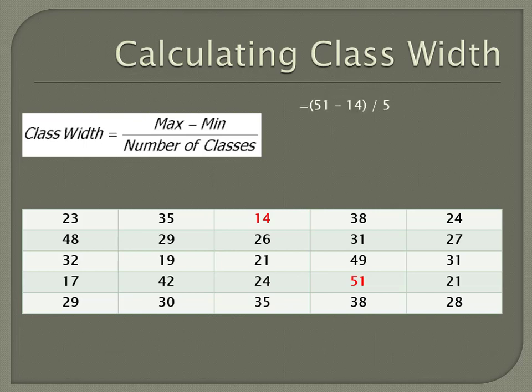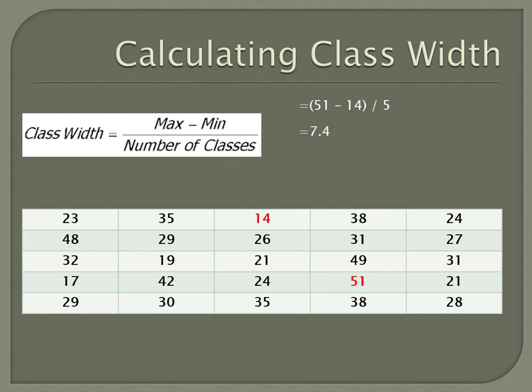So what I want to do is take 51, which is my maximum, minus 14, which is the minimum, and divide by 5. And if you plug that into a calculator, the result there is 7.4. Now, 7.4 evenly divides the range of my data. The issue there is my final distribution is not going to look as good as it would if everything was integer based. So we want to round this class width to the nearest integer.